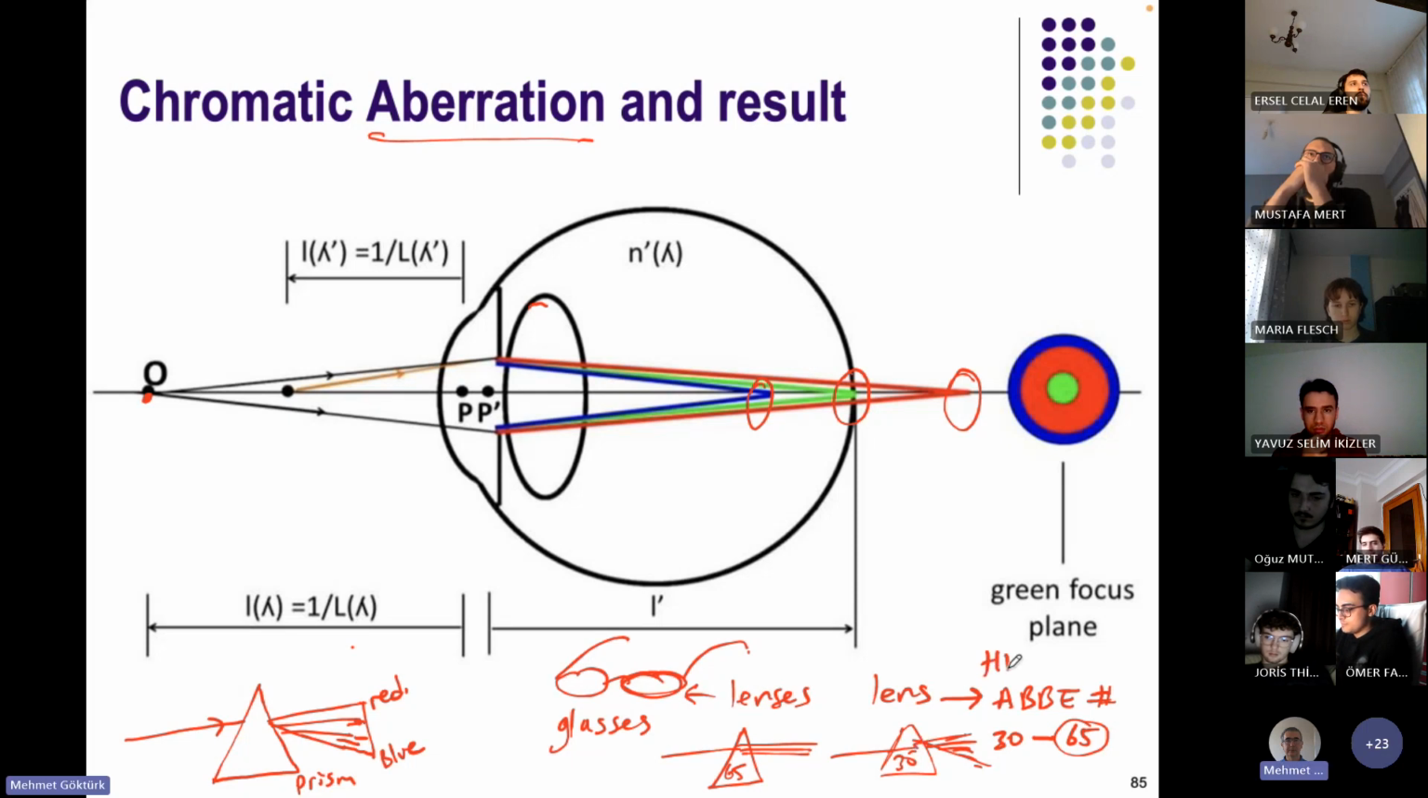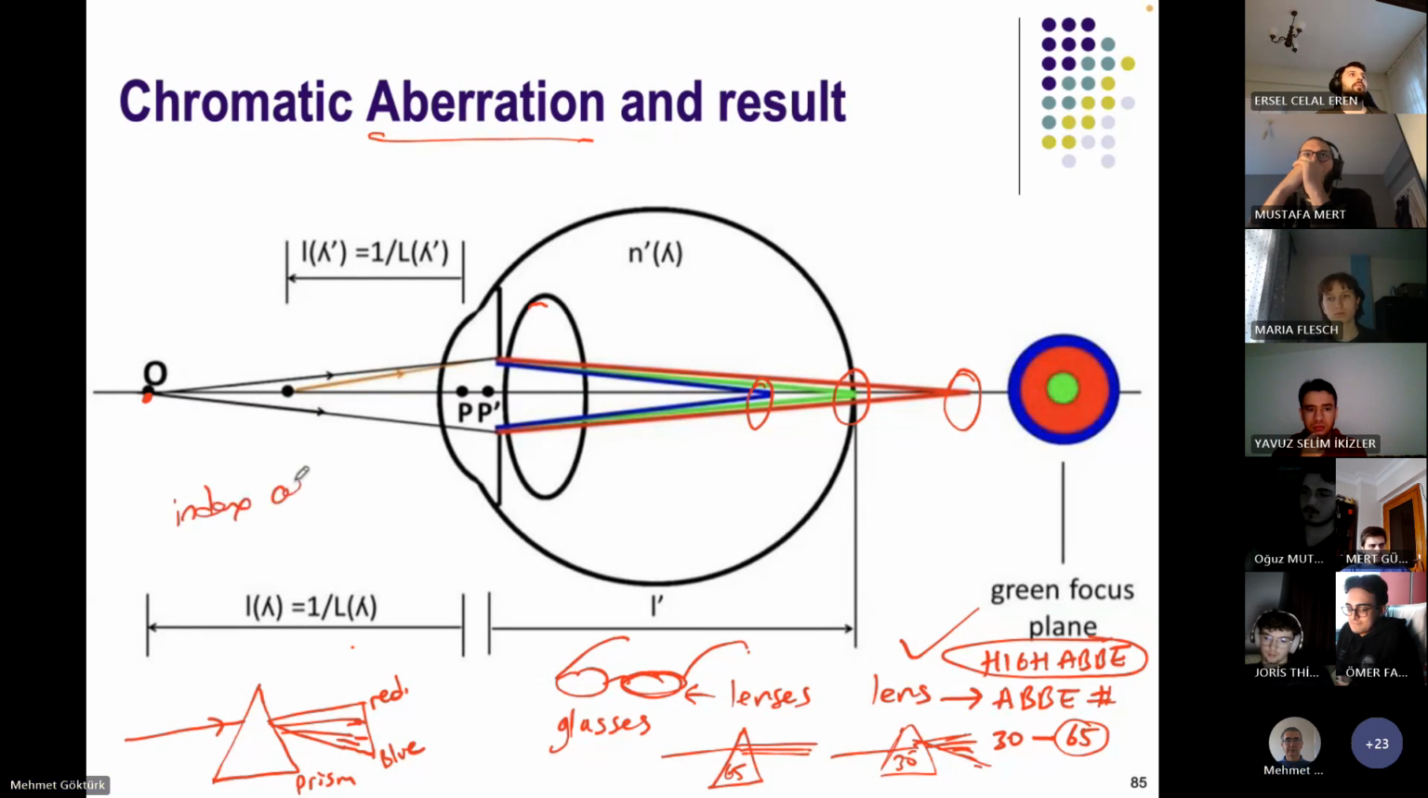Therefore, a high Abbe number is good. Unfortunately, when you have organic lenses, lighter lenses, and lenses that are thinner with higher index of refraction, the Abbe number goes down. And when the index of refraction is higher, the Abbe number goes down, so color distortion becomes bigger.